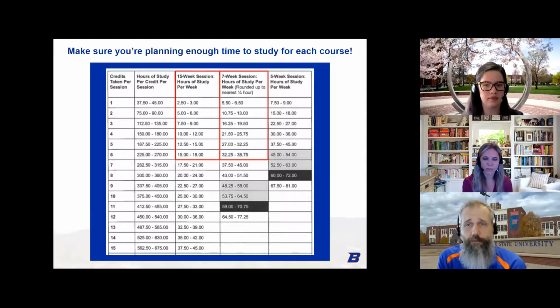And especially your first semester, I would assume closer to that 20 hours of work per week, because you're going to be getting used to how the online environment is. If you haven't done online before, but if you have, you're going to be getting used to how Boise State's online environment is.